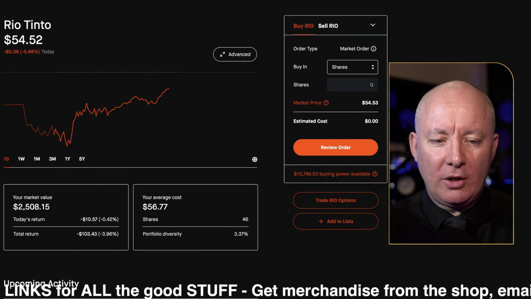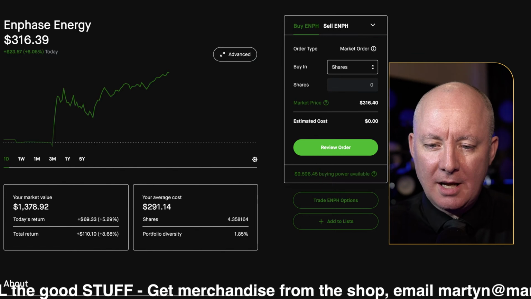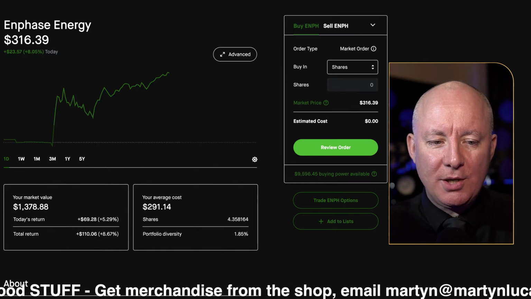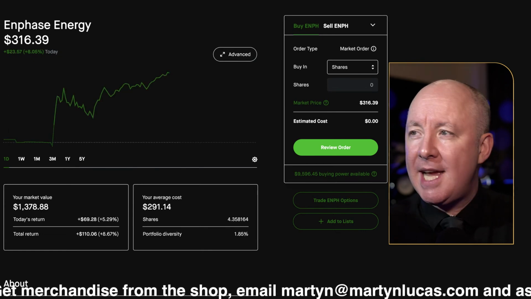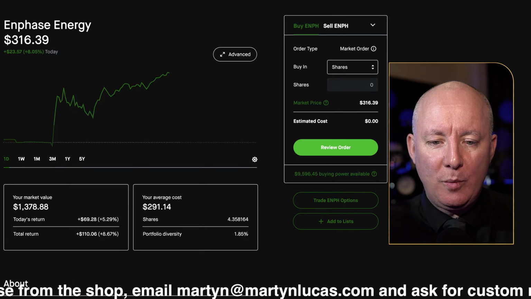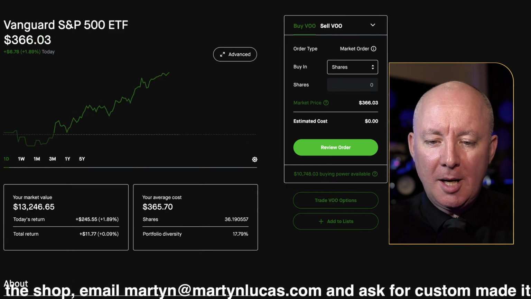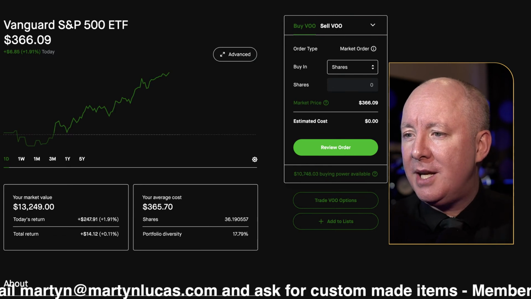Let's have a look here. Enphase Energy. Up today, 8%. Look, it's still looking good. The overall portfolio is still rising. Are we taking profits today? No, we're just recovering and getting better than where we were. But the S&P is still rising. I'm glad I bought the dip on this.